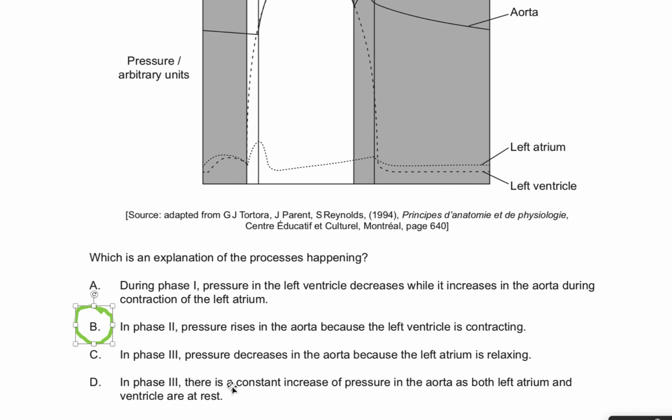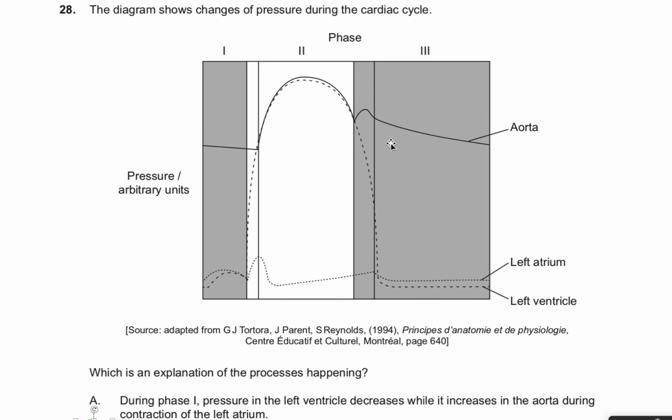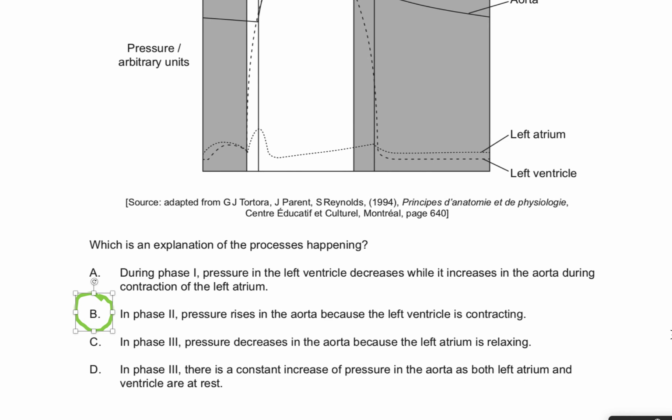So how about the last option? In phase 3, there is a constant increase of pressure in the aorta. Immediately right there we can stop and know it's wrong, because in phase 3, there is a constant decrease in the pressure of the aorta, not an increase. An increase would have been like that, okay? So immediately we can stop there and eliminate that one.